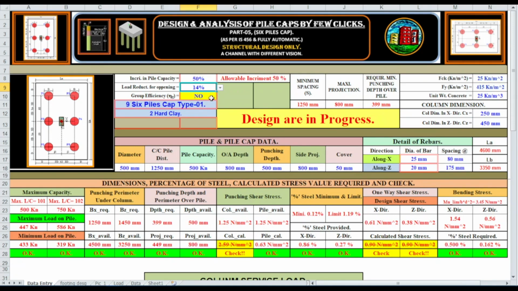Now I am considering the efficiency. Once again, maximum load is more than the maximum capacity of pile. So we can increase this pile capacity up to 25%, say 20%, 600. It's okay. And we can change the grade of steel to 500.